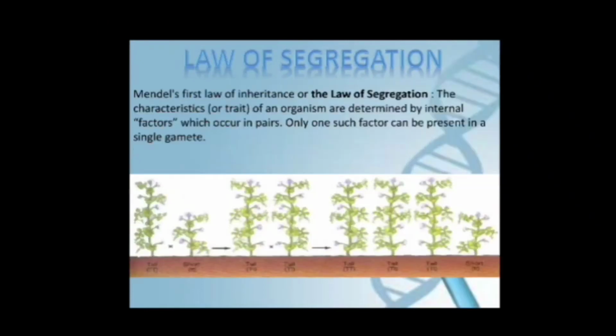Now we'll quickly move on to the laws given by Mendel, that is the laws of genetics. First, the law of segregation. Mendel's first law of inheritance, or the law of segregation, suggests that the characteristics of an organism are determined by internal factors, now known as genes or DNA, which occur in pairs. Only one such factor can be represented in a single gamete.